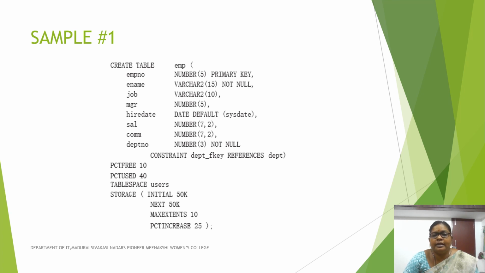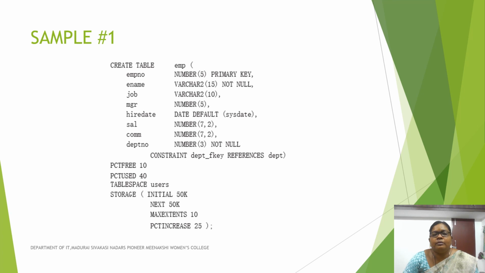So first we start with the employee number column. It has a data type number. Within the parentheses I mention the size, and later I follow with the constraints. So that is the primary key constraint I'm following. Then employee name with the varchar2 data type, with the size limited to 15, and I follow with the not null constraint. Next I have the job column, and the data type is varchar2 again. The size is mentioned as 10. So that many characters I can give as input for the particular column.